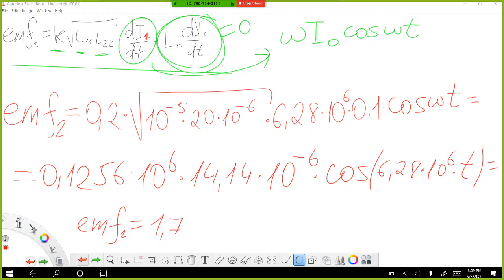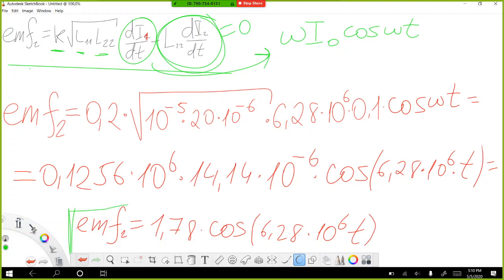1.78 multiplied by cosine 6.28 times 10 to the 6 t. So this is the electromotive force in the secondary coil.